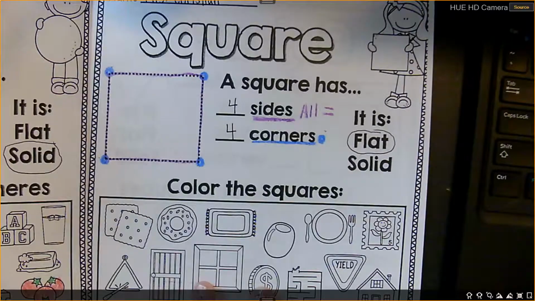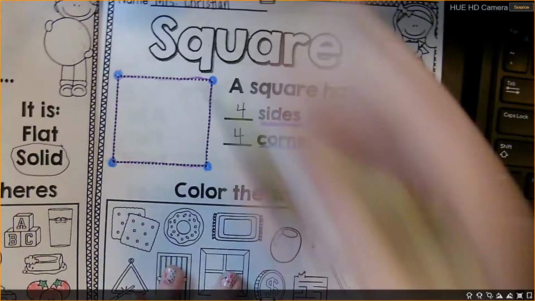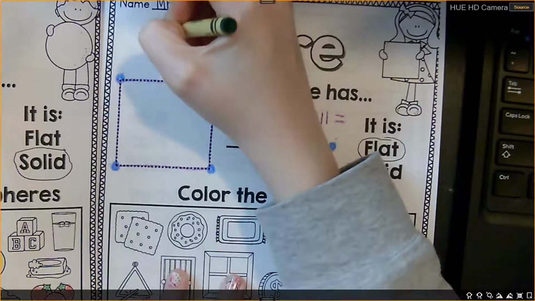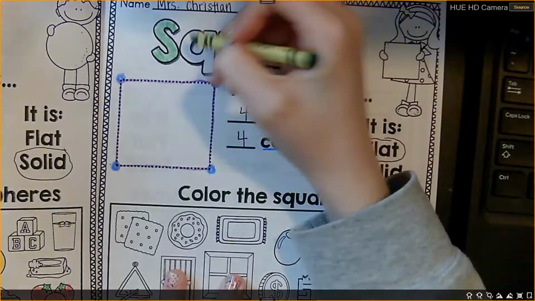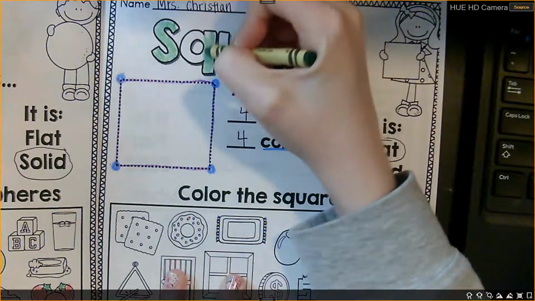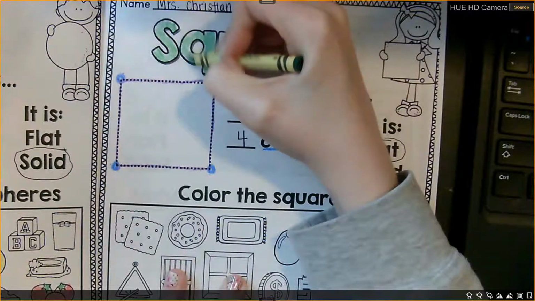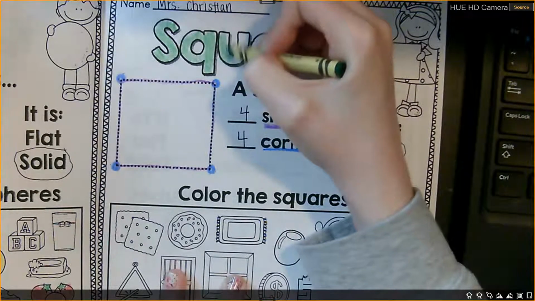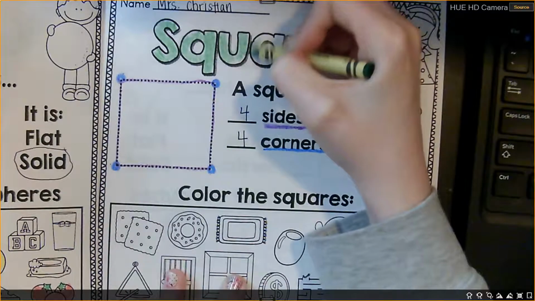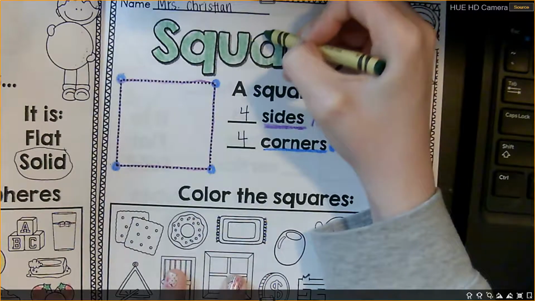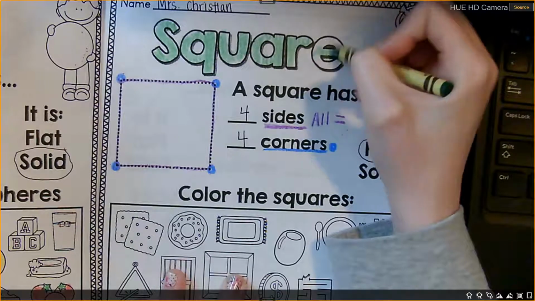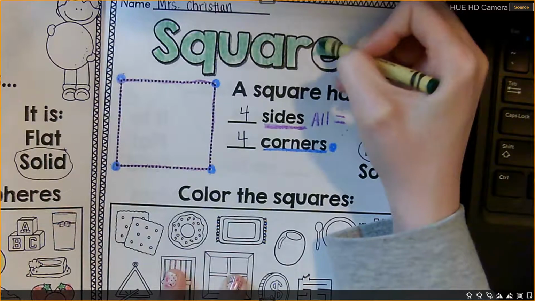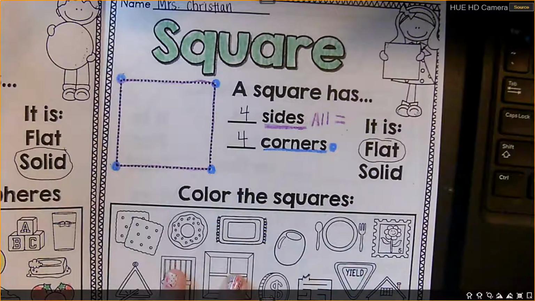Let's learn about spelling a square. S, QUA makes the QU sound. SQU, A, R, E, square. And then we're going to color our square.